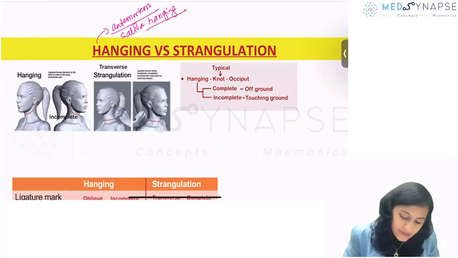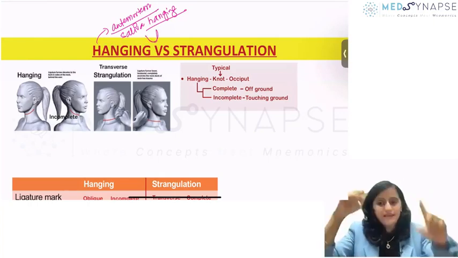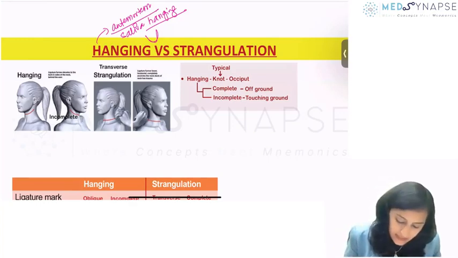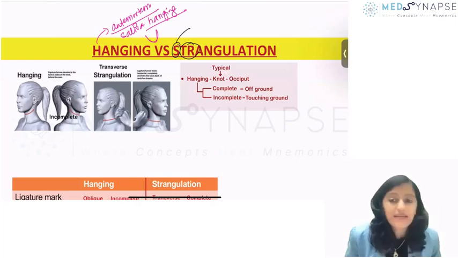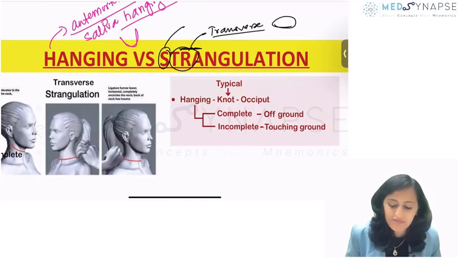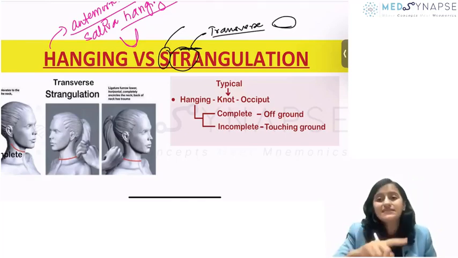Hanging also has a knot, which is a vertically oblique knot. And strangulation. Remember strangulation, STRA. What is the mnemonic here for strangulation? TRA helps you remember it's a transverse ligature mark. It is horizontal and it is complete.